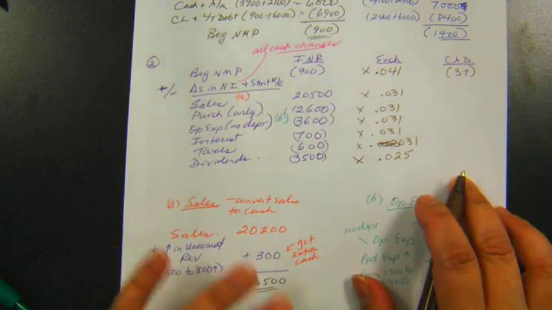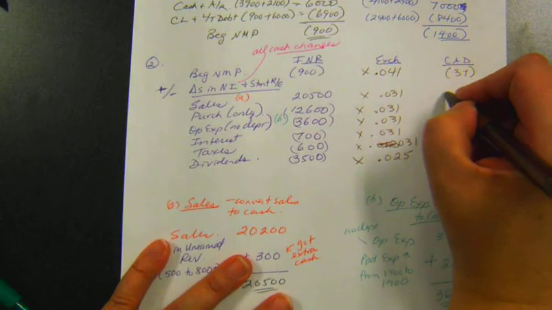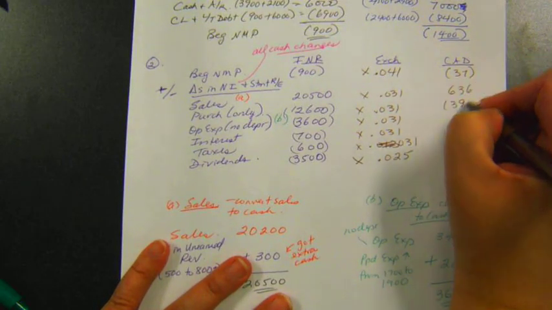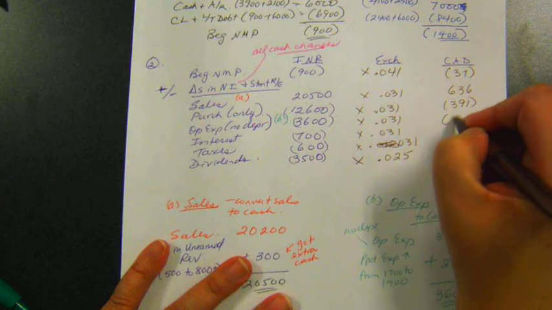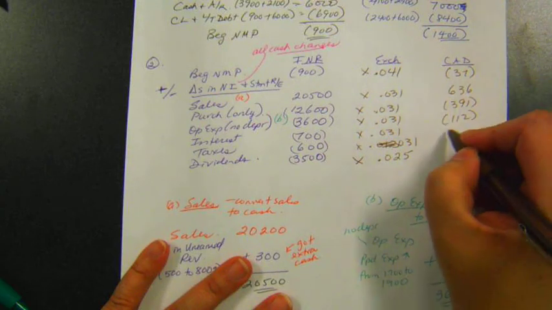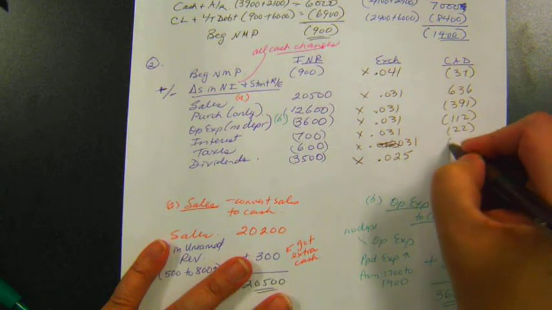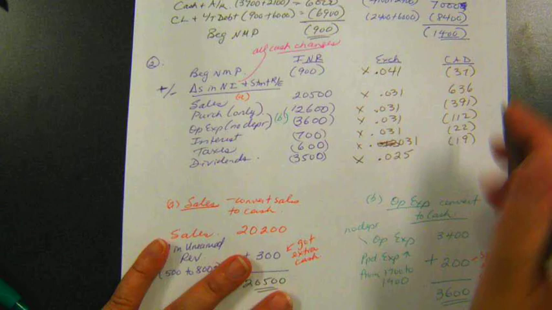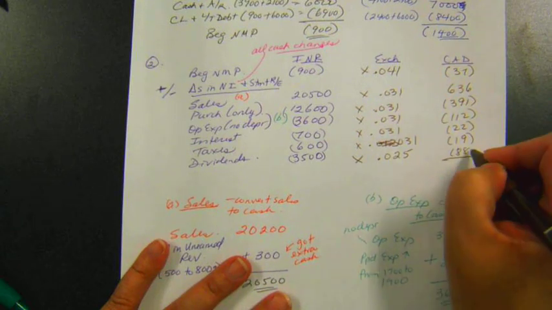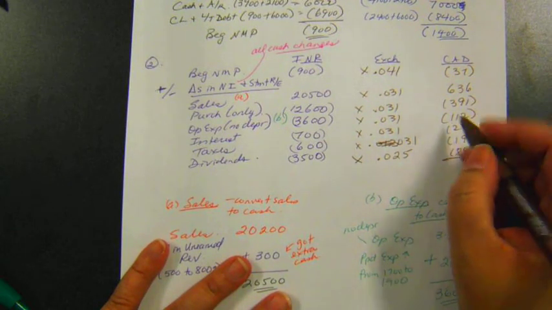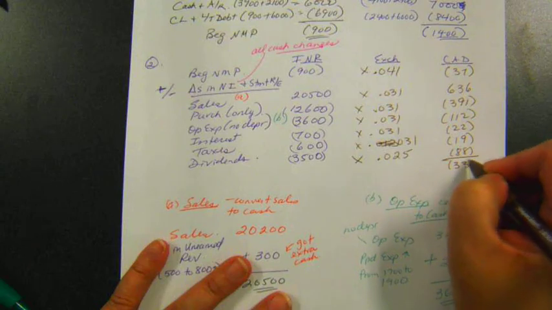And of course, you can take shortcuts here, you guys. So, this 391, 112, 22, 19, and 88, which works out to negative 33.